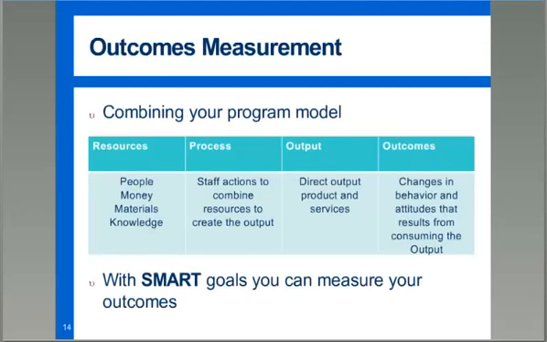Outcomes measurement is a very simple process. It's very easy to use. It's very effective in communicating the effectiveness of your program. You build it by combining your program model, the resources, process, direct outputs to help you to get to the outcomes you want, with SMART goals that you've got. By using the 5-step process we've outlined, you can combine the two to create a viable program for measuring outcomes.